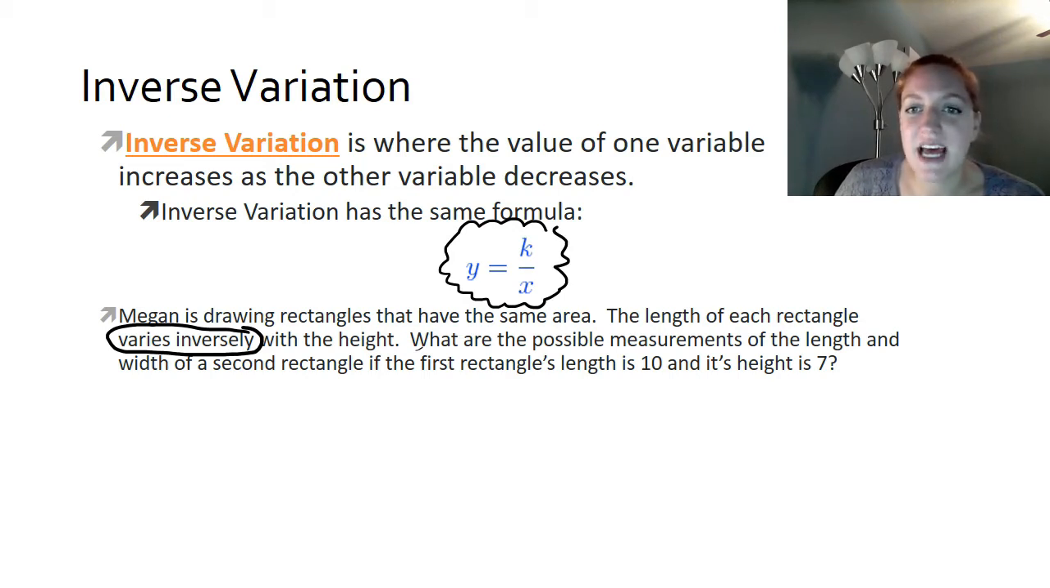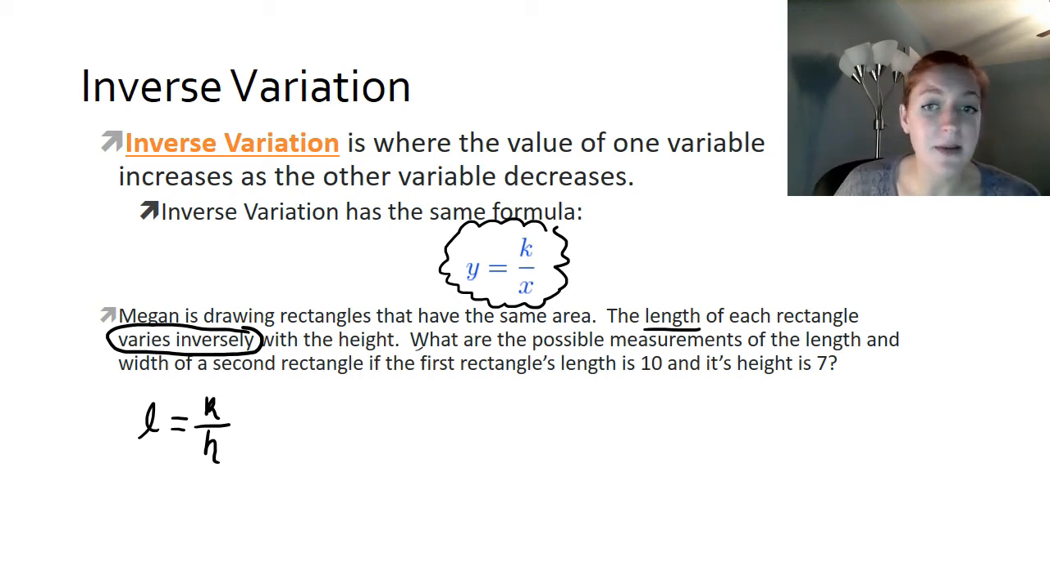And notice that it says the length of each rectangle varies inversely with the height. So let's go ahead and figure out those variables. Well, what's to the left of varies inversely? That would be the length. So the length is going to vary inversely. So notice I put that on the left, and k is always on the top, and we're dividing by our second variable, which is whatever's to the right. Well, what's to the right? The height.